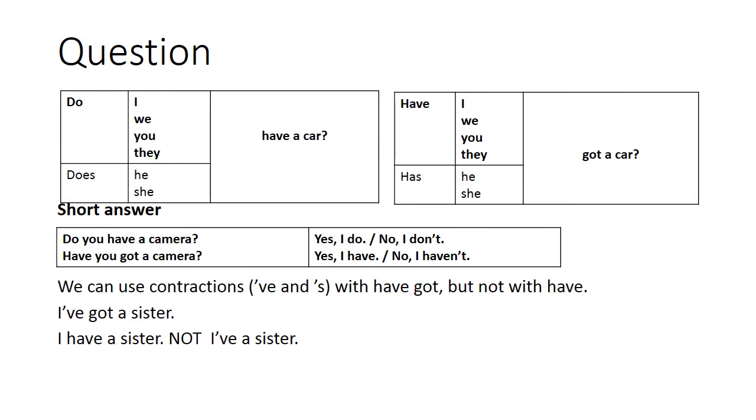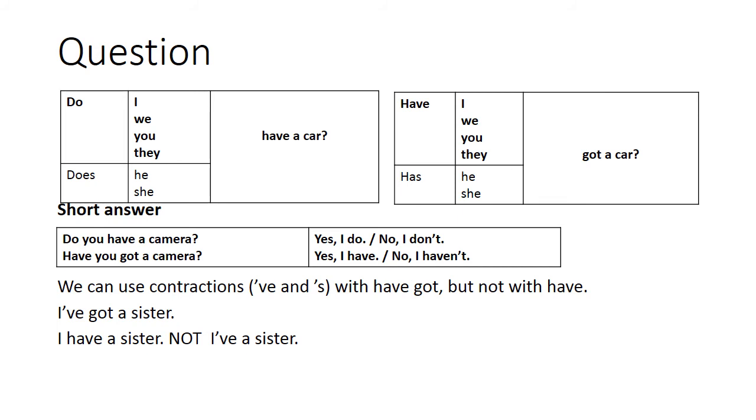If we make a question, we can use do plus subject plus have and continue the question. Or does he, subject plus have a car. Like, do I have a car? Do you have a car? Or does he have a car? And we can also use have I got a car? Has he got a car?